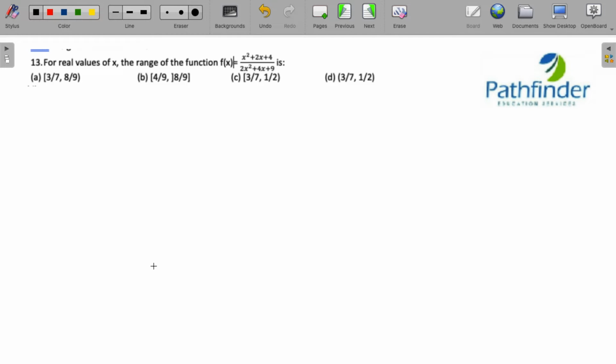CAT 21 slot 2 question number 13. For real values of x, the range of the function f(x) equal to (x square plus 2x plus 4) upon (2x square plus 4x plus 9) is. You have four options. Now we'll approach this question by two different methods.